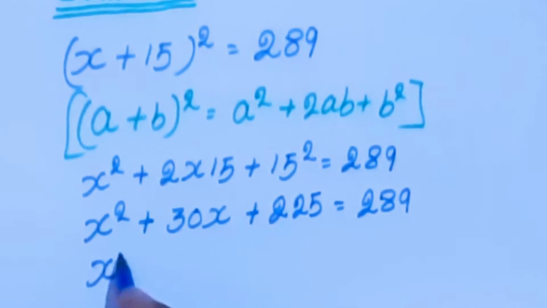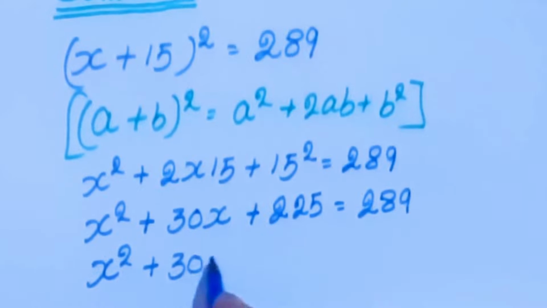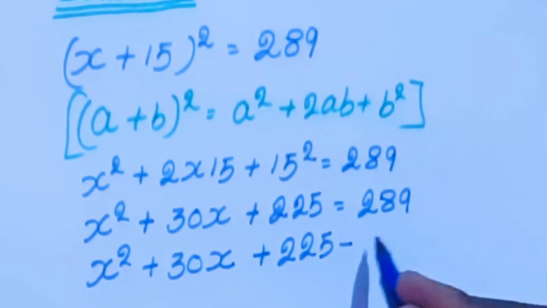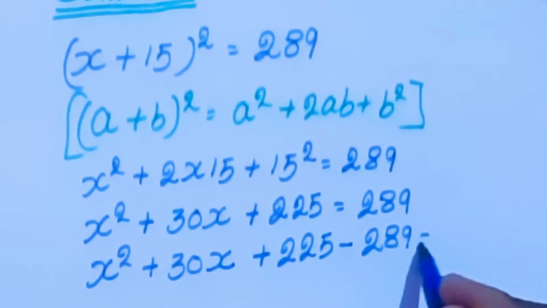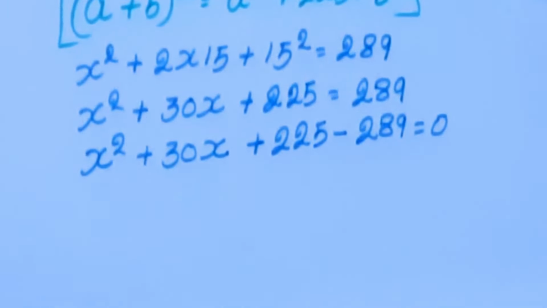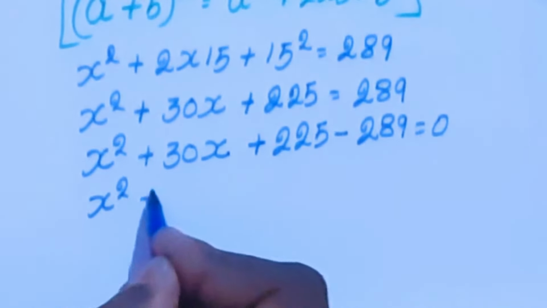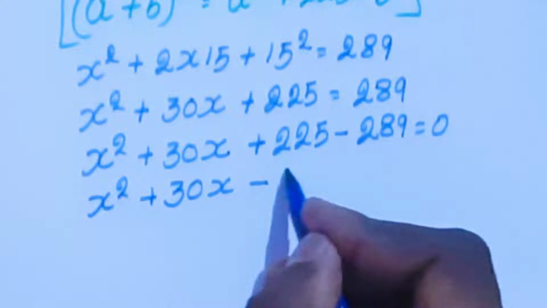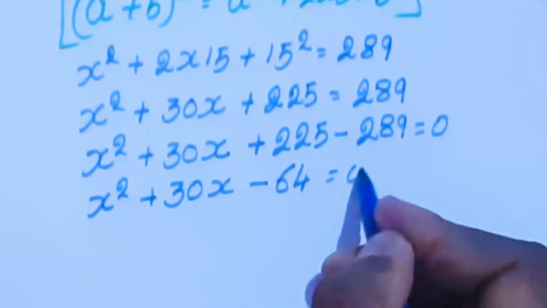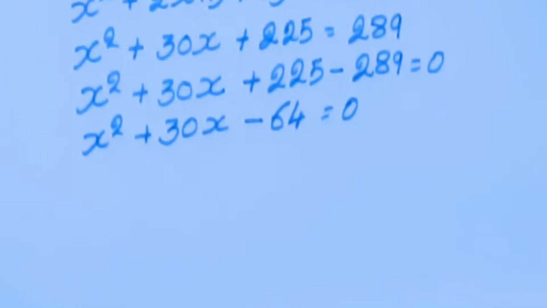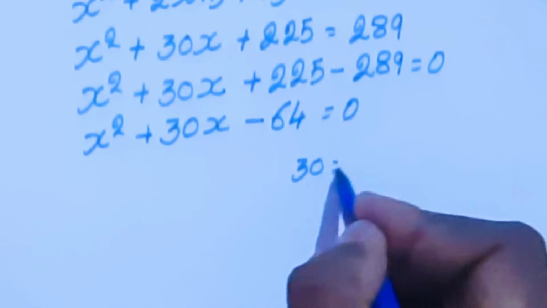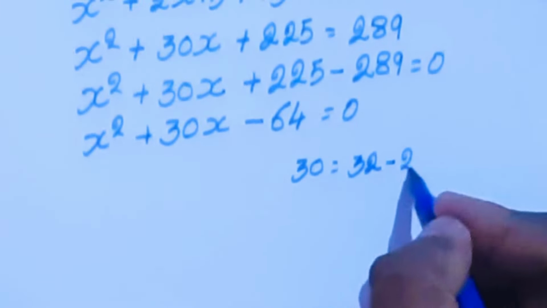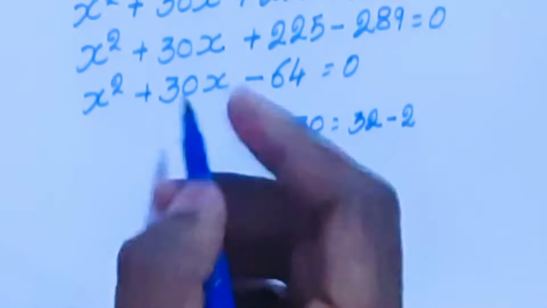So x² + 30x + 225 − 289 = 0. Now x² + 30x − 64 = 0. Now this 30x can be written as 32x minus 2x. So here we are going to apply this here.